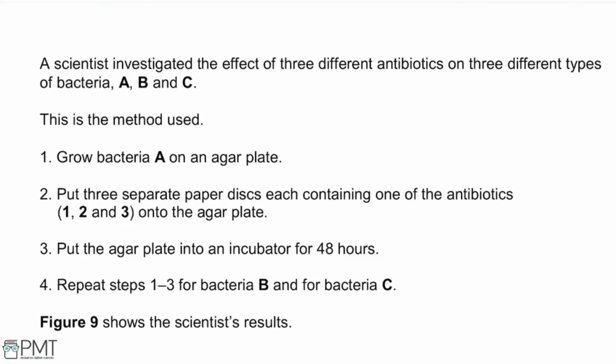A scientist investigated the effect of 3 different antibiotics on 3 different types of bacteria, A, B and C. This is the method used. Grow bacteria A on an agar plate. Put 3 separate paper discs, each containing one of the antibiotics, 1, 2 and 3, onto the agar plate. Put the agar plate into an incubator for 48 hours. Repeat steps 1 through 3 for bacteria B and for bacteria C, and figure 9 shows the scientist's results.